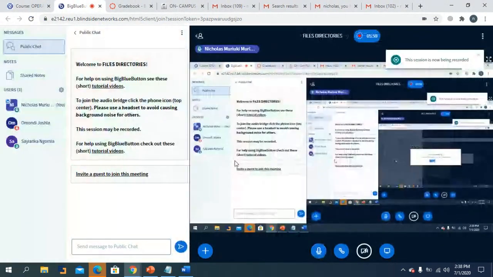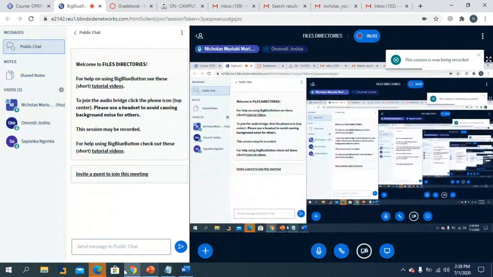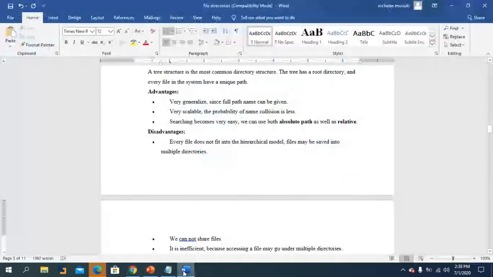So if you look at what we are looking at here, we are saying it is very scalable. Meaning, when you look at scalability, we are looking at expanding the tree, because now we have directory, subdirectory, and subdirectories. Then such become very easy. We can use absolute as well as relative.